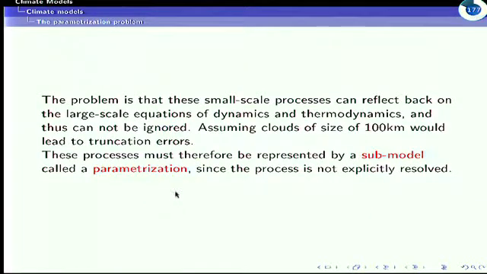Okay. So what we need to do is within our global model, inside each of these boxes, we need to represent these processes by like a mini model, like a small model that's inserted to represent those processes. And that mini model is called a parameterization. So most of my research career I've actually spent working on this problem of how you represent processes such as clouds inside the global models, in these little mini models called parameterizations.